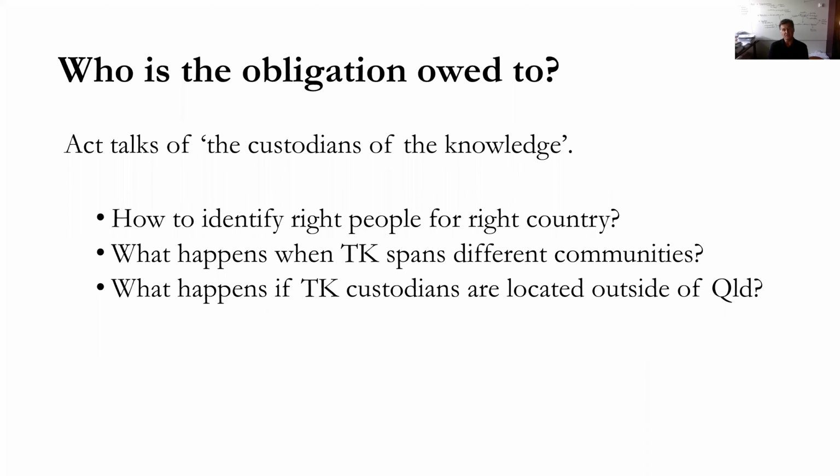Thirdly, questions arise about who the obligation is owed to. The Act talks about having to have an agreement with the custodians of the knowledge. One of the questions that the government is currently working with is how to identify the right people for the right country. So how does a researcher know that they're talking to the appropriate people who are the custodians of the knowledge? What happens, or what should happen, if traditional knowledge spans different communities? Should there be an obligation for the researcher to negotiate with all those different communities, or does that fall upon the knowledge custodians? And what happens if the traditional knowledge custodians are located outside of Queensland? These are important issues that need to be addressed going forward.